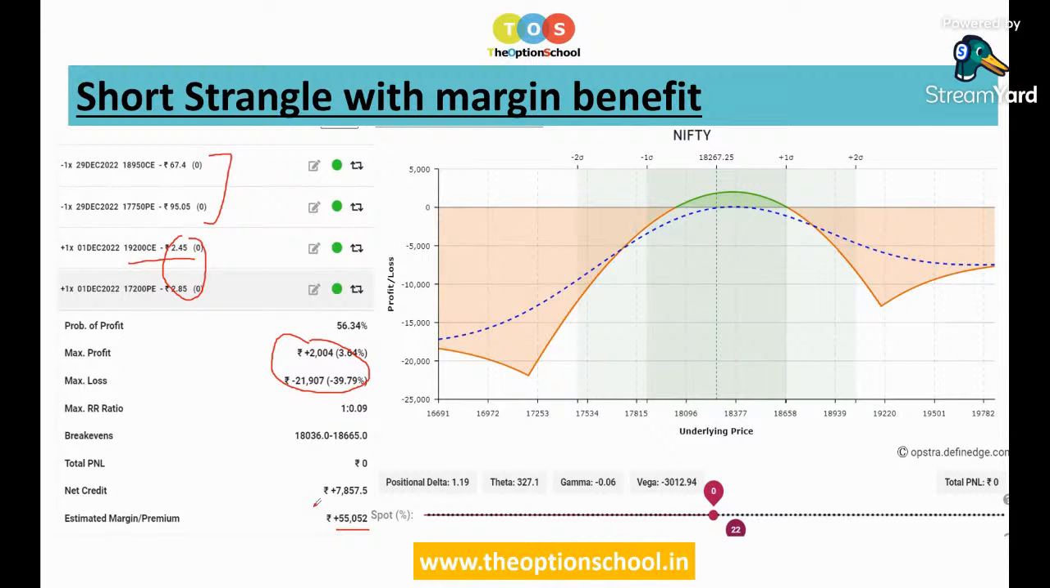But yes, definitely when VIX is slightly low, this may not be a very good strategy. Now another thing is that this is a short strangle with margin benefit. This is a short strangle with monthly selling. Let me show you another short strangle in which we have done weekly selling.